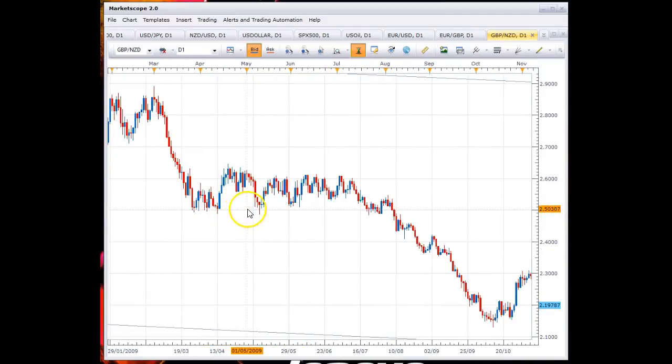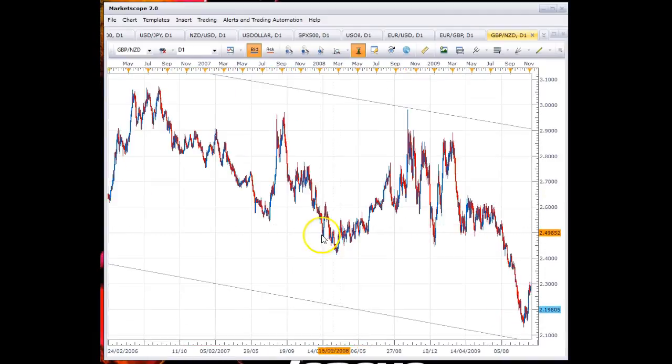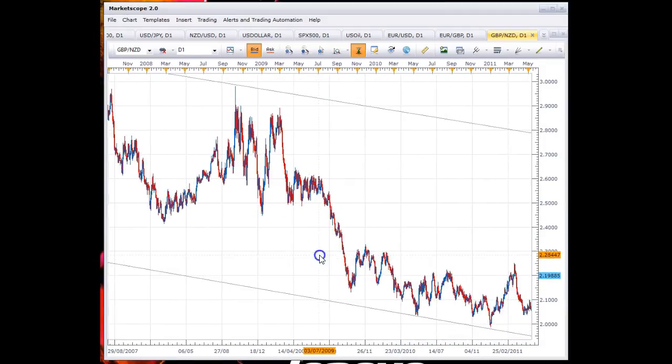This was 2009, most of it spent consolidating there, so from April to July. What I'm trying to say is that it took a while for this to go from this 3,000 pip area to the bottom of that channel.